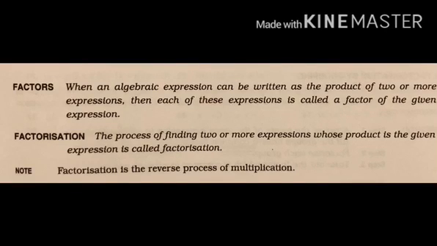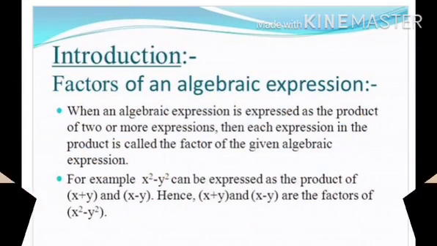Now what is factorization? The process of finding 2 or more expressions whose product is the given expression is called factorization. Means that in the previous chapter we found the product, now we break this product into terms. So this is called factorization. Basically factorization is the reverse process of multiplication.